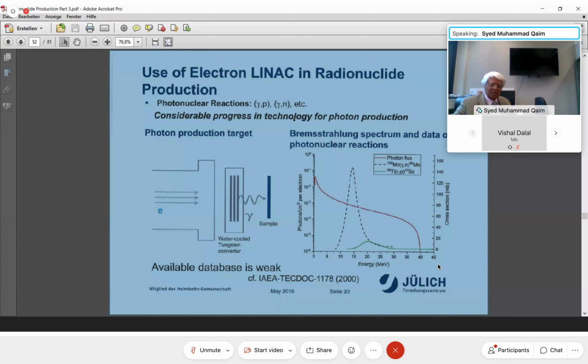The accelerator technology is very well defined. You can have very strong beams of electrons and you can have very strong beams of gammas. So it is not so bad. This may be one method. Some companies in USA are now trying to produce molybdenum-99 via the gamma N reaction. You can imagine how much work is going on in different directions.